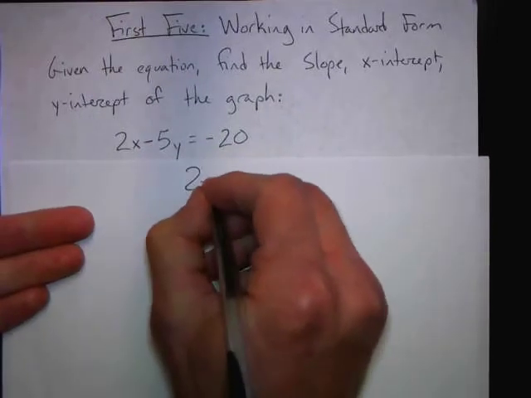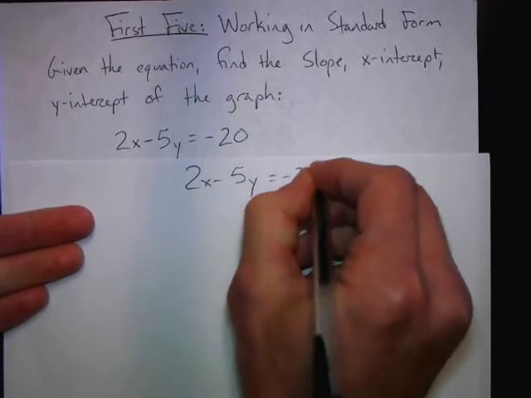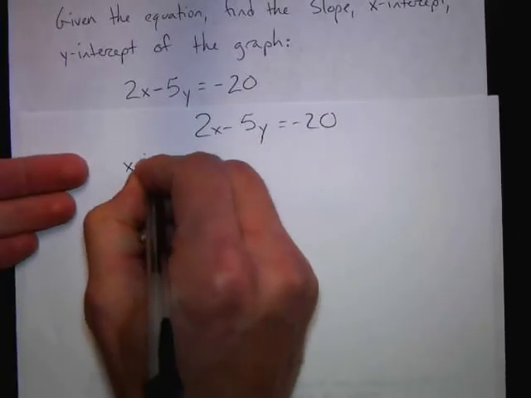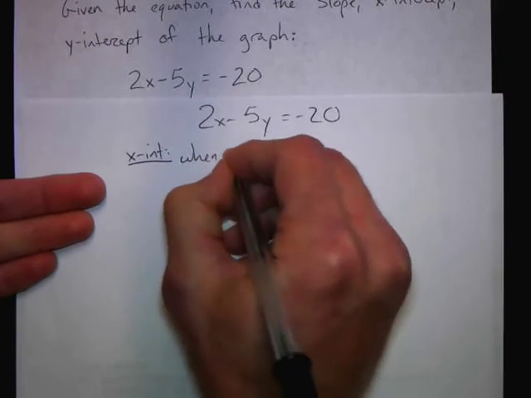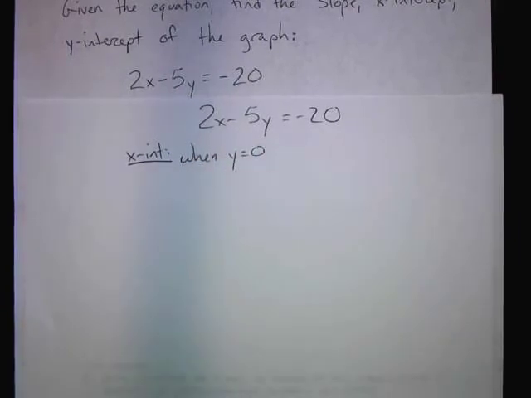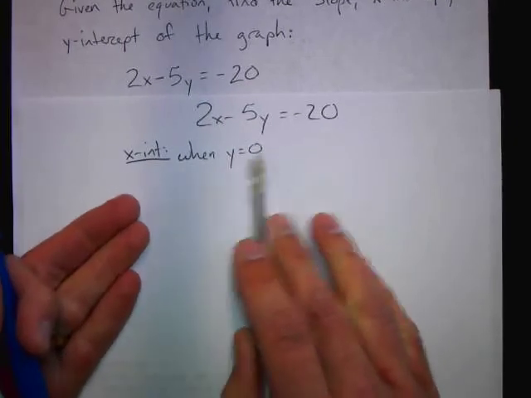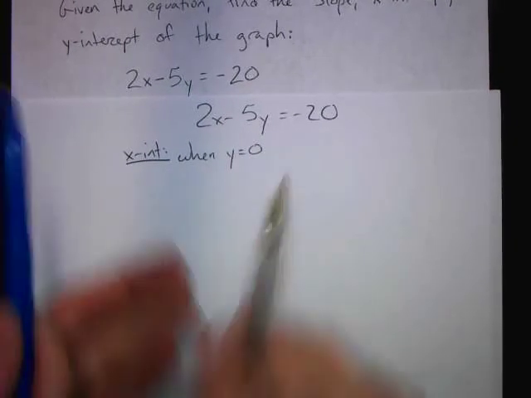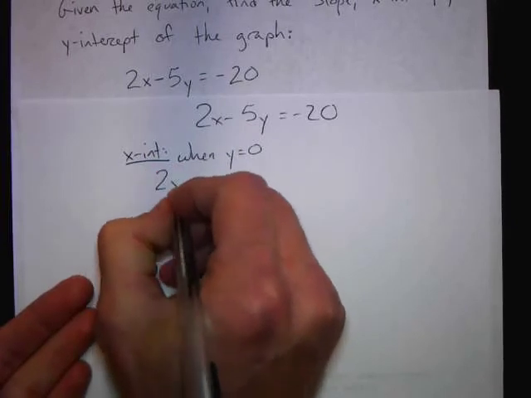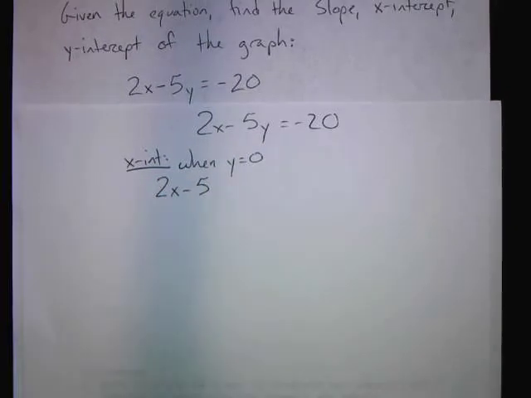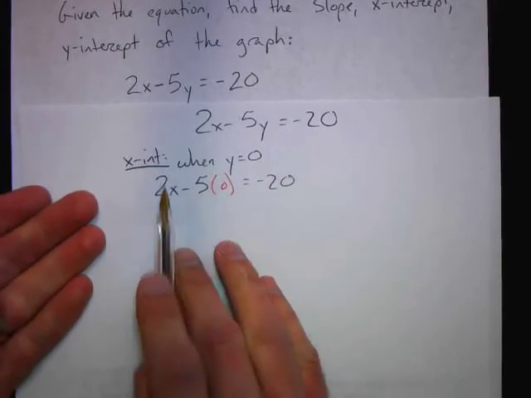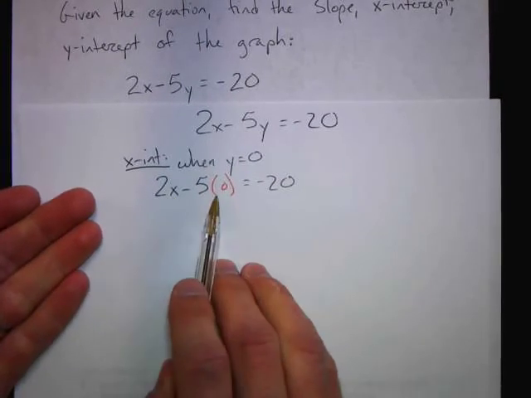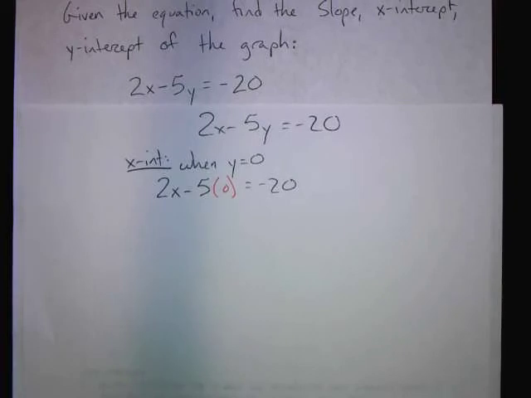So here's our equation in standard form. We have 2x minus 5y equals -20. Now, to find the x-intercept, we use the definition. The x-intercept is when y equals 0. So what we're going to do is make y 0. We're going to play the what-if game. What if in that equation y was 0? We have 2x minus 5y equals -20. And we're going to find out, what would x be if y was 0? It's that if-then relationship of ordered pairs.